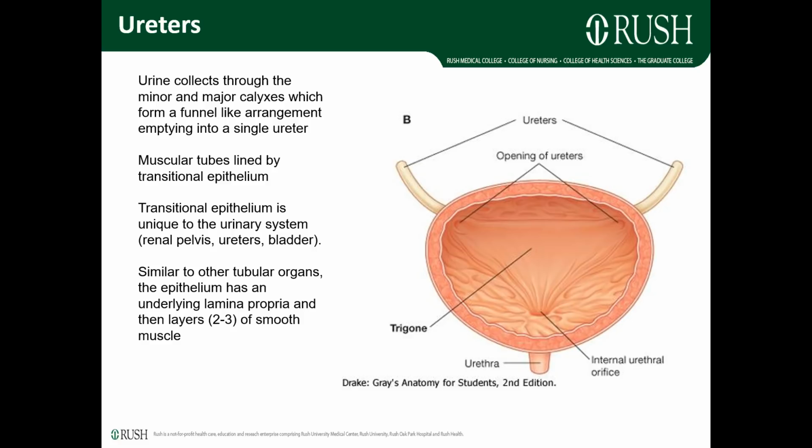Similar to other tubular organs, the epithelium has underlying lamina propria, and then it has 2 to 3 layers of smooth muscle. So what we are looking at here are just these portions here, the ureters.